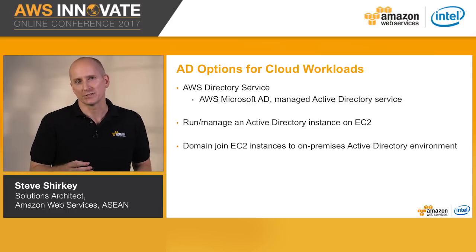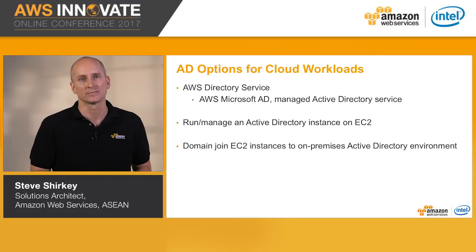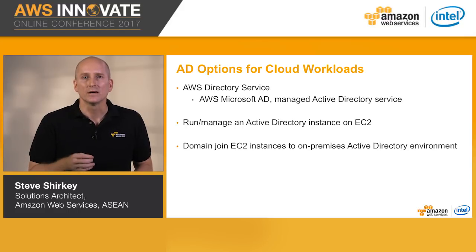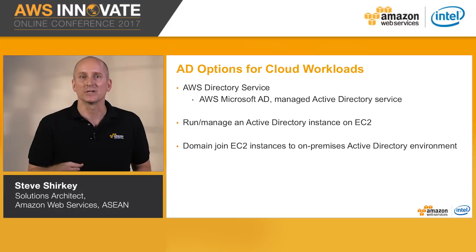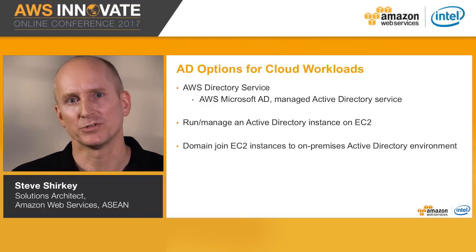So customers really have three choices of how to integrate Active Directory into their Windows workloads on AWS. First, AWS offers a managed Active Directory solution using AWS Microsoft AD. This is a completely managed service with monitoring, patching, and snapshots handled automatically by AWS. Second, a customer can run and manage an Active Directory server on an EC2 instance, either replicating directory data from their on-premise environment or establishing a trusted domain. Finally, a customer can simply domain join their EC2 instances running Windows to their existing on-premise environment. We will be looking at all three of these options available to you, and we will contrast the trade-offs between these approaches so that you can choose the one that's most appropriate to your use case.